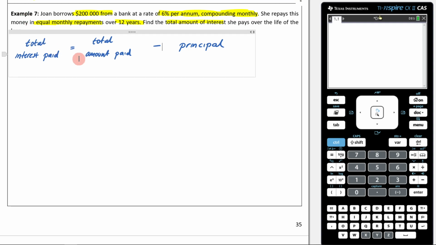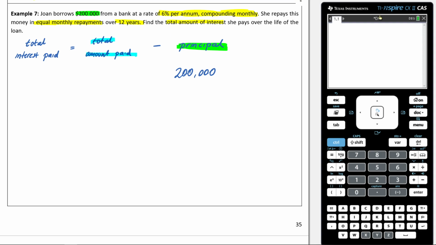Okay, so that means we're going to be using this formula here, which tells me that the total interest paid is equal to the total amount paid minus the principal. Now, what piece of information do we immediately have? We know what the principal is. So she borrows initially $200,000. So let's put that in. We have 200,000. What we don't know is the total amount paid.